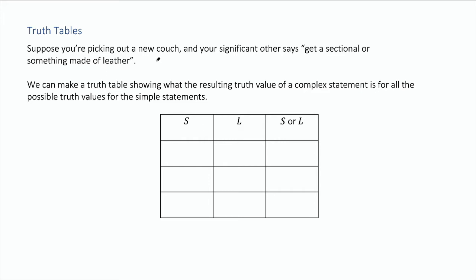Suppose you're picking out a new couch and your significant other says, get a sectional or something made of leather. So we make a truth table based on the resulting truth value of that statement, get a sectional or something made of leather, based on the simpler statements, get a sectional and get something made of leather.